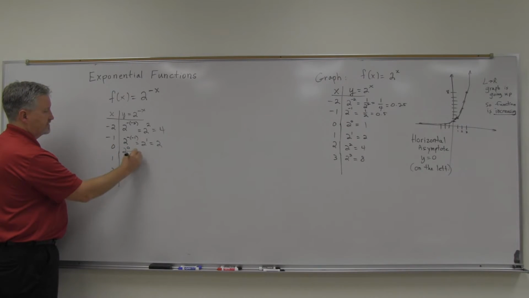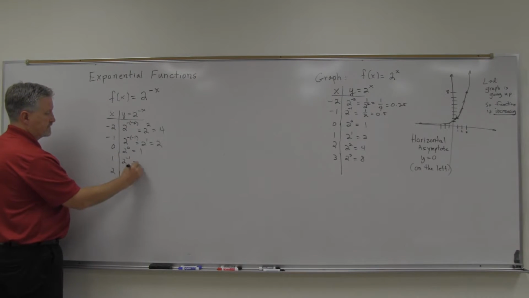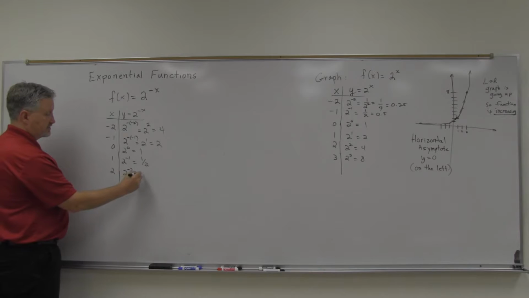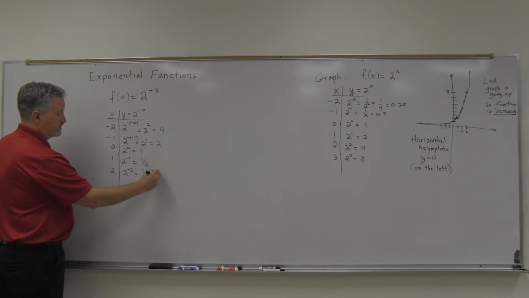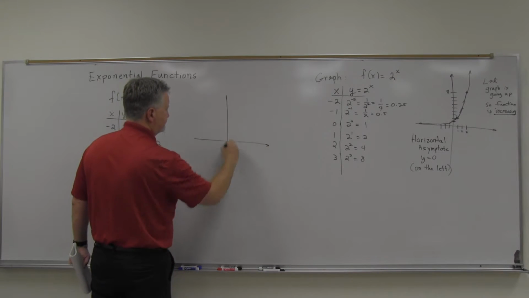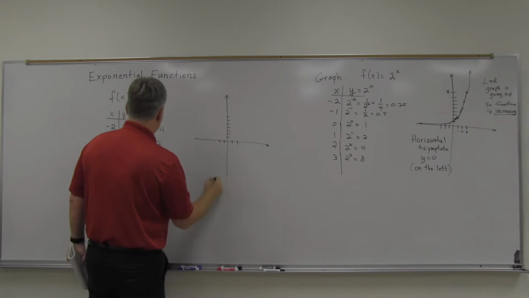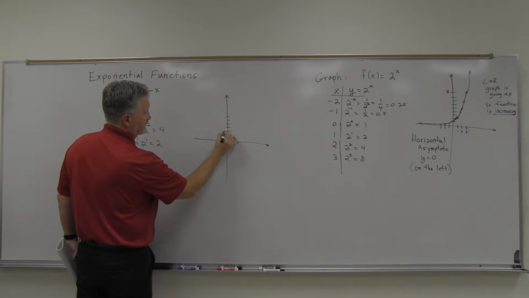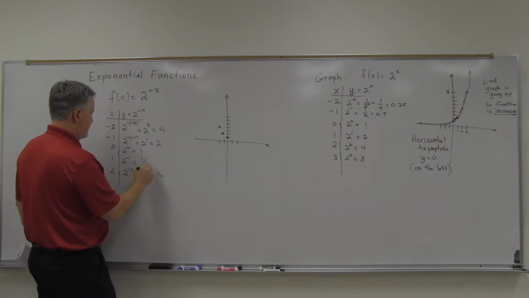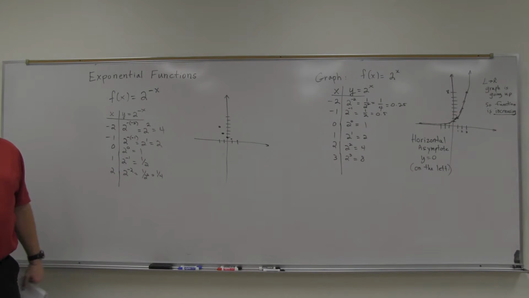X is 0, we've still got 2 to the 0, so that's still 1. When x is 1, that's where we have 2 to the negative 1, so that's the half. And then when x is 2, y is 2 to the negative 2, so that's our 1/4, 0.25. So things have just flip-flopped, if you will. Now at negative 2, I'm at 4. Negative 1, I'm at 2. 0, I'm still at 1. 1, I'm at a half, and 2, I'm at a fourth. So, like I said, things have just flip-flopped.